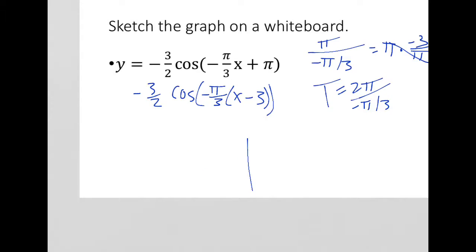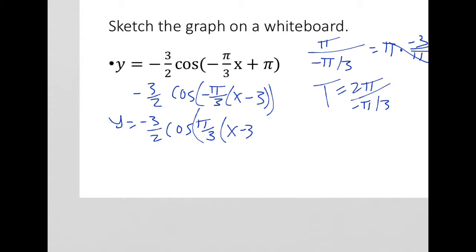And if you recall, when we have a function that is even, like say x squared, if you have negative x quantity squared, that is exactly the same as x squared. So that means that when I'm writing this, I can say y equals -3/2 cosine of +pi/3.